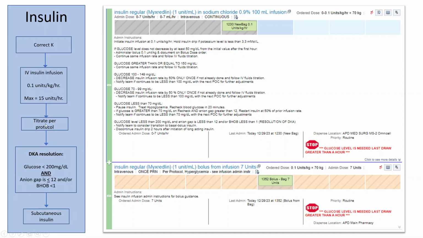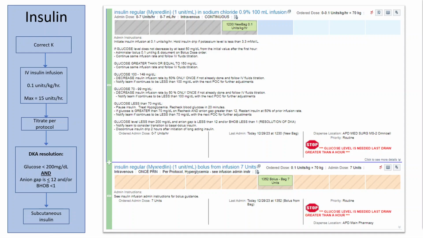If the glucose does not decrease by at least 50 milligrams per deciliter in the first hour, then we will administer a bolus of 0.1 units per kilogram of insulin, as seen in this linked order right here, and we will just continue the same insulin infusion rate. So the only time we would be giving an insulin bolus would be in that first hour if the glucose level did not decrease by at least 50 milligrams per deciliter.